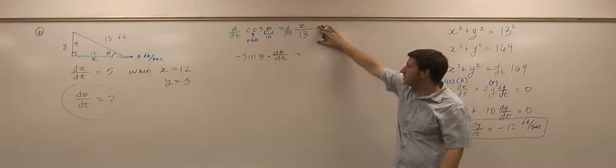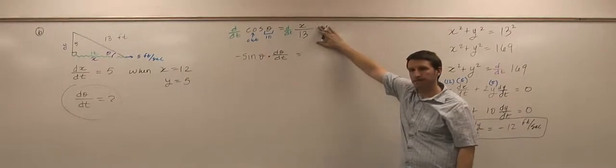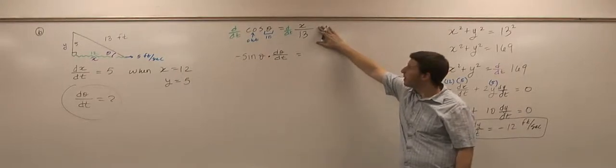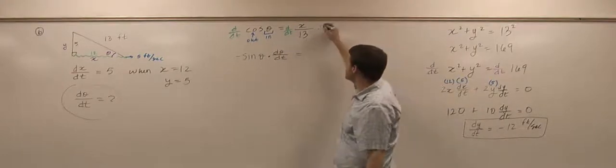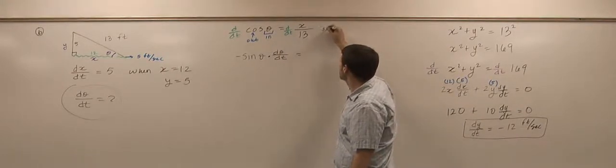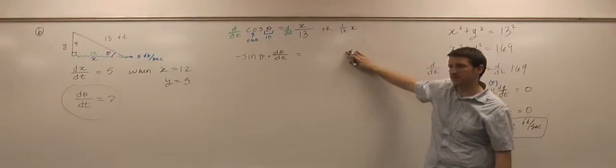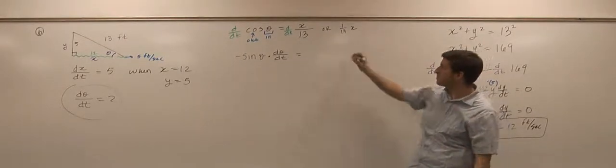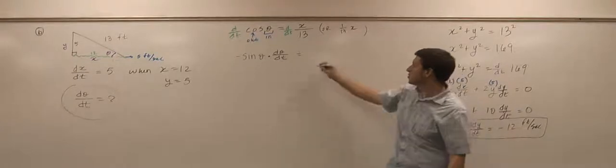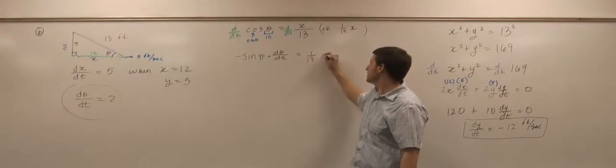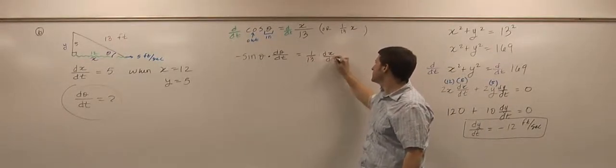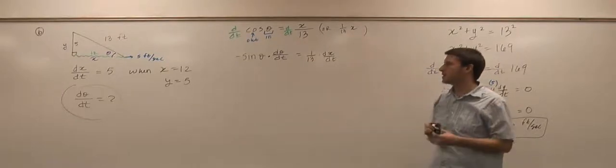What about x over 13? Do I have to do a quotient rule? Nope. Think of this as 1 over 13 times x. And then you just derive the x, right? Because it's a constant times x. So it'll be 1 over 13 dx/dt, because the derivative of x is dx/dt.